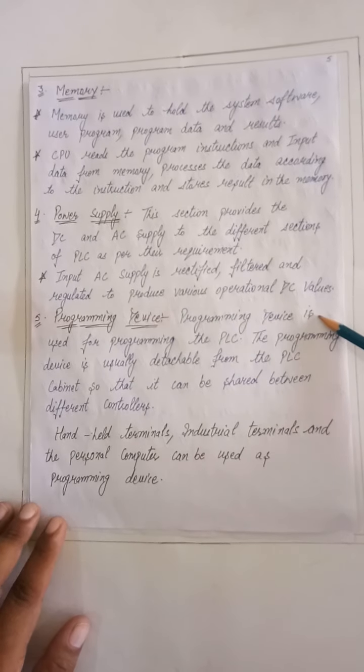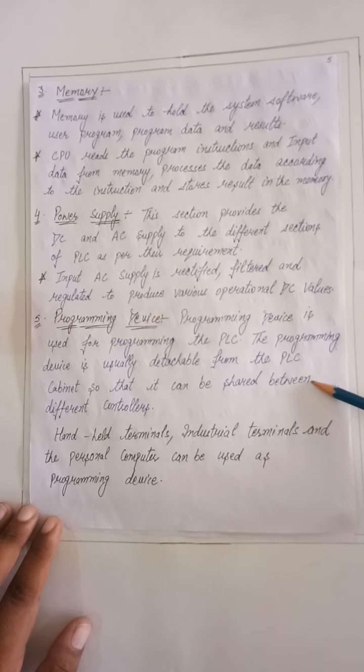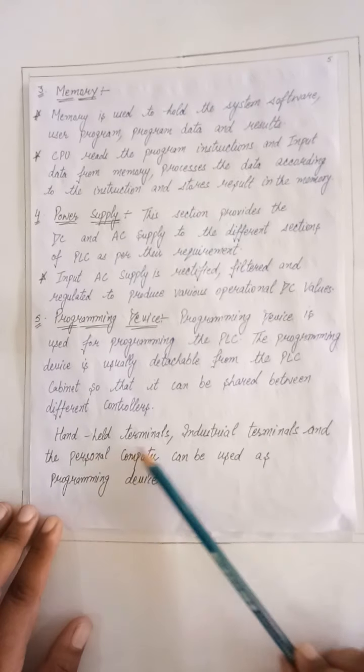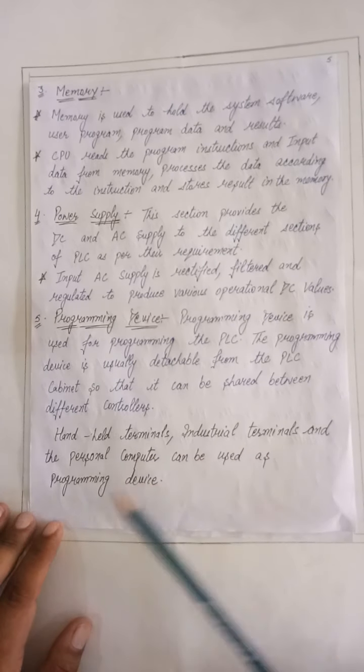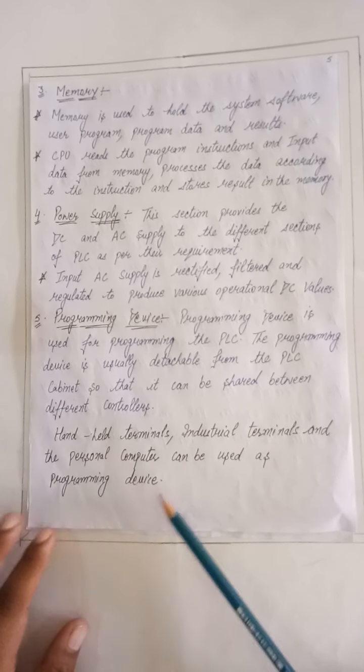Programming device is used for programming the PLC. The programming device is usually detachable from the PLC cabinet so that it can be shared between different controllers. Handheld terminals, industrial terminals, and the personal computer can be used as programming device.